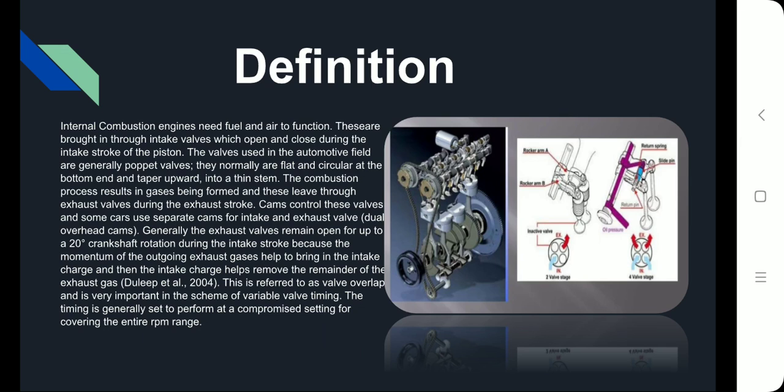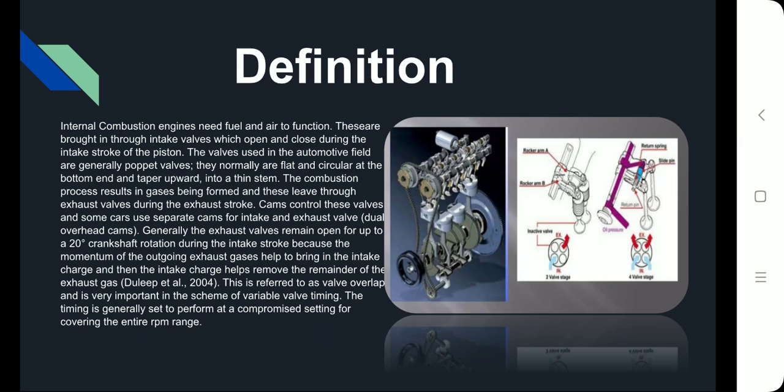Internal combustion engines need fuel and air to function. These are brought in through intake valves, which open and close during the intake stroke of the piston. The valves used in the automotive field are generally poppet valves. They normally are flat and circular at the bottom end and taper upward into a thin stem. The combustion process results in gases being formed, and these leave through exhaust valves during the exhaust stroke.